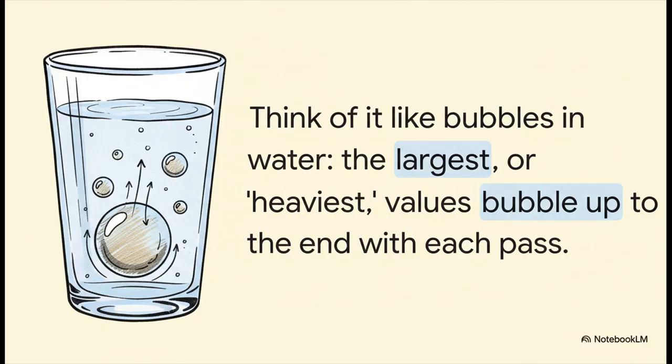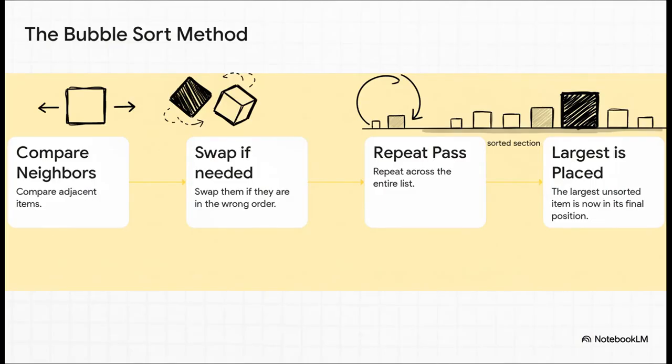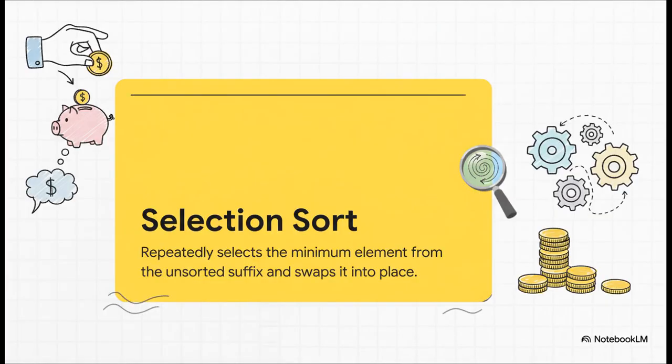Imagine every number in your list is a bubble floating in water. The heavier ones, the larger values, are naturally going to rise to the top, right? Well, bubble sort basically mimics that exact physical process. And you can see that process laid out right here. With every single full pass through the list, the biggest unsorted number gets bubbled up, all the way to its final spot on the right. This means the sorted part of the list actually grows from the end, from right to left, which is a neat little detail.